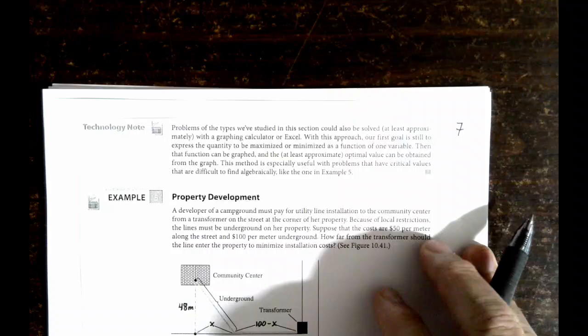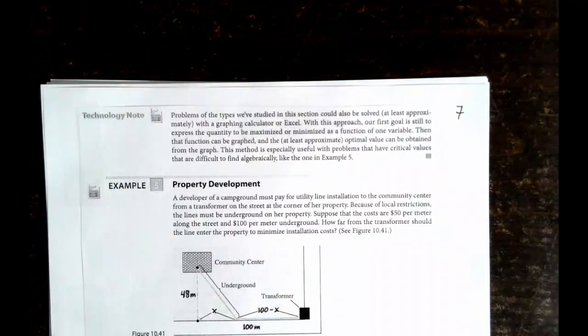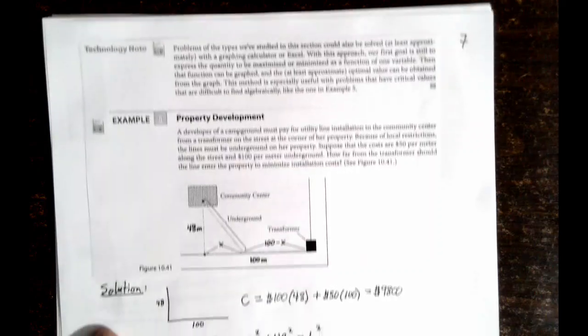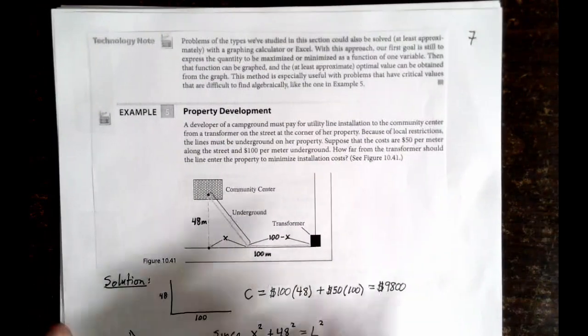Sometimes problems that we studied cannot be done any other way except with a graphing calculator or Excel. Our first goal is to express the quantity to be maximized or minimized as one variable. Then when we graph it, we can use the graphing calculator to give us an approximation, a pretty good guess as to what our answer should be.